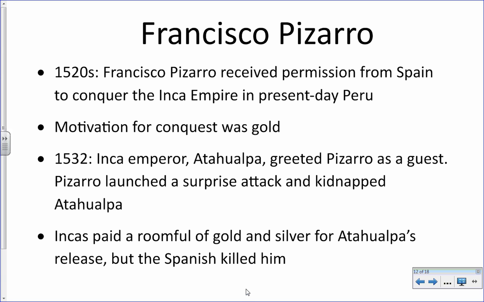They eventually kidnapped Atahualpa, demanded ransom of massive amounts of gold and silver, which was paid by the Incas. And upon that payment, Pizarro and his conquistadors killed Atahualpa anyway, and then took control of that empire, wiped it out in many ways, through battle and through disease.